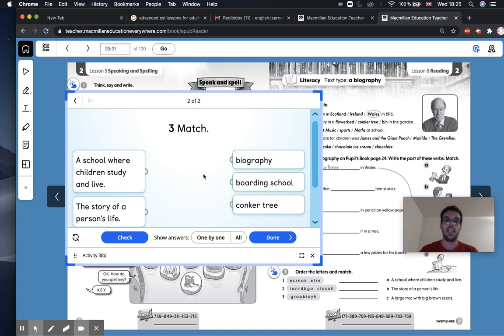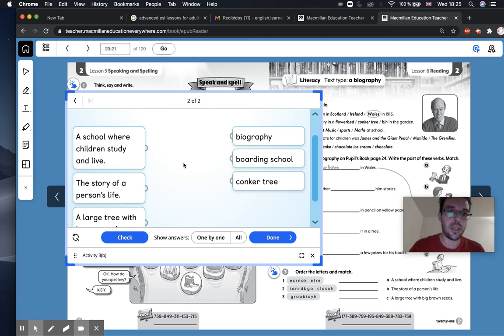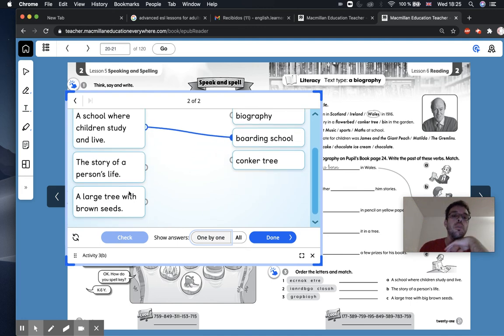Now, we have to match the word to the meaning. Tenemos que relacionar estas palabras a su definición. So, let's try this one. The first one, right? A school where children study and live. That is a boarding school. A boarding school, right? So you see a school where children study and live. Boarding school here.